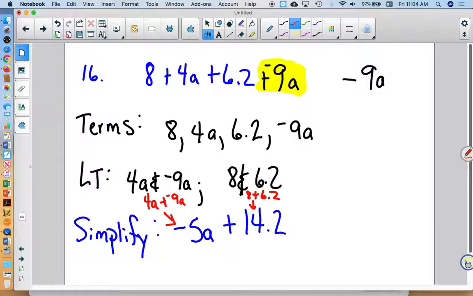Okay? Do you see how if we identify all of the parts, the simplifying is really easy, as long as you know what those parts are. That's why we start out with this chapter, making sure you understand what the terms are, what like terms are, and how you put them together to simplify. How do you combine? That's that other word, combine or simplify.